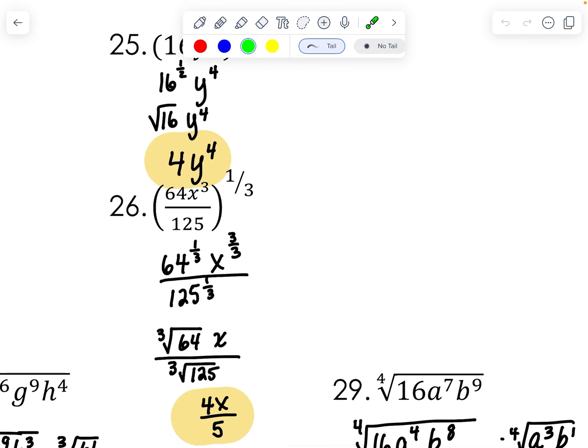Same thing is going on 26. We have a 1/3 power, which means cube root. So you cube root 64, which gives us 4. You cube root 125, which gives us 5. And you can multiply these exponents together, which gets you 1. Here's some intermediate work that you don't necessarily have to show, but that's where it comes from, just raising all things to the 1/3 power.